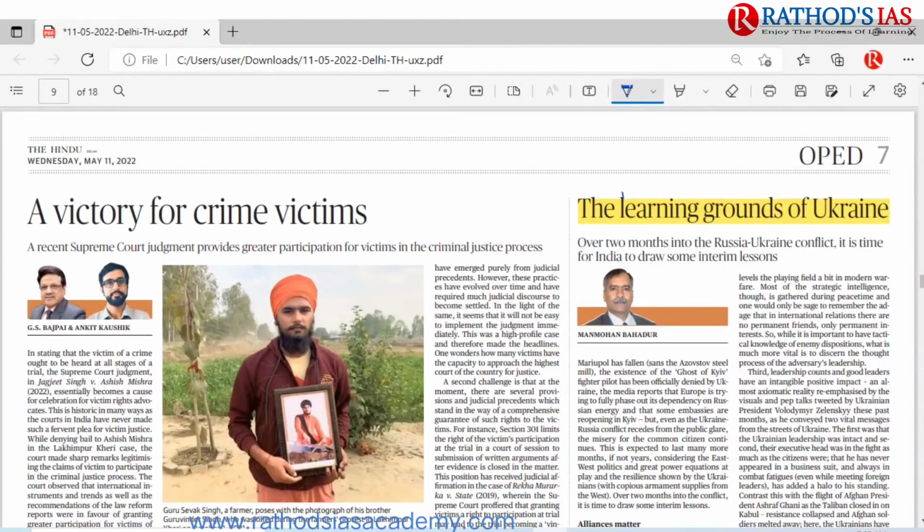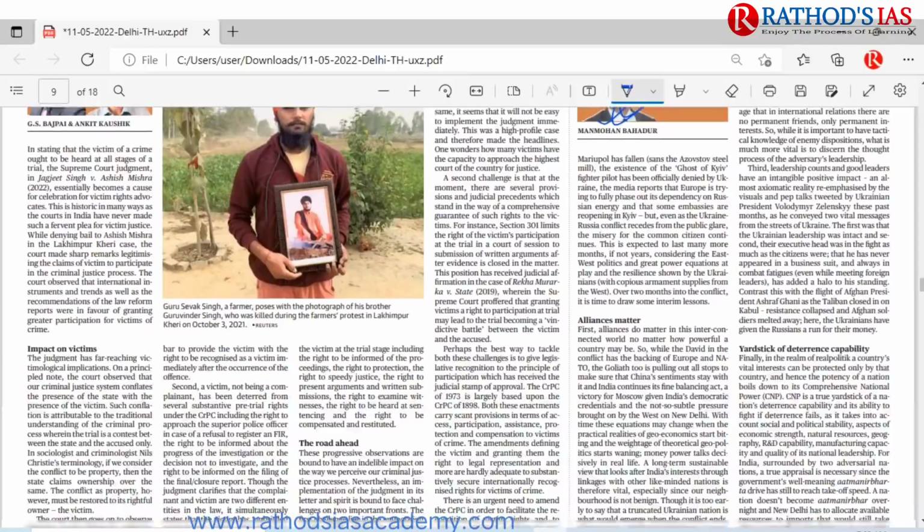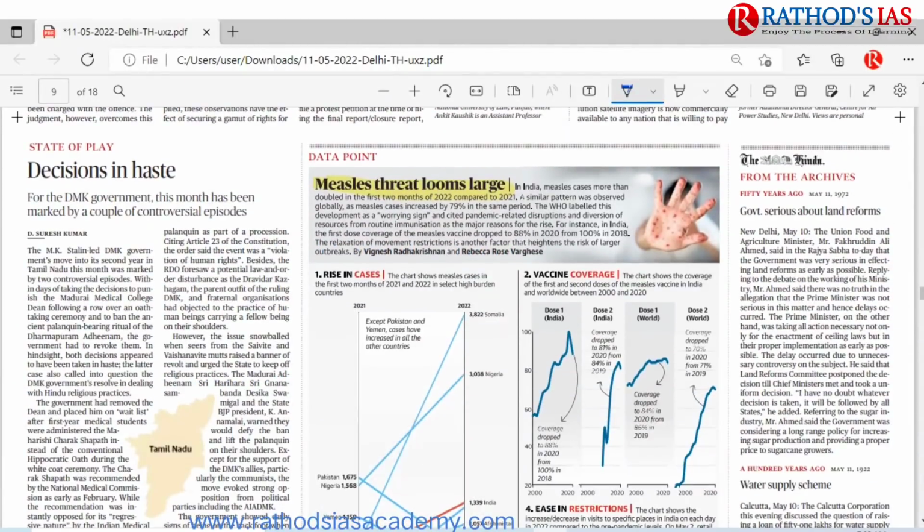point of view. And there is one article which is important, that is the Russia and Ukraine conflict. So here it is a time for India to draw some interim lessons from this. Okay, so you can also refer to that. And there is one article regarding measles threat looming large.